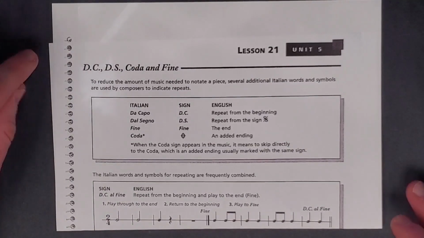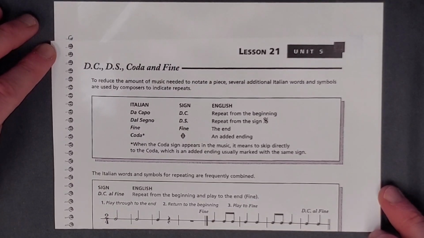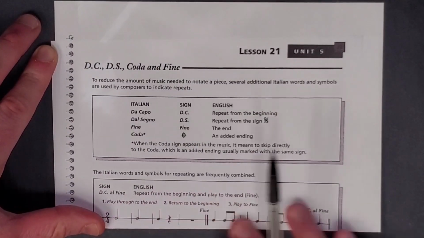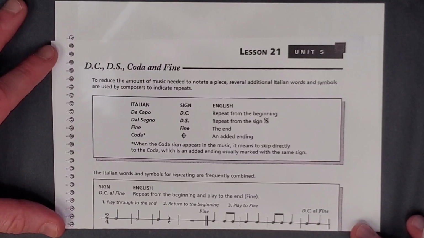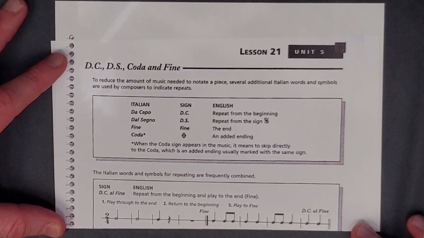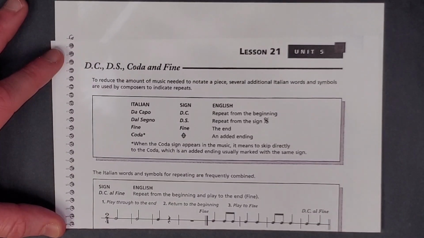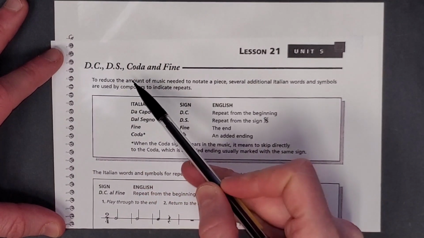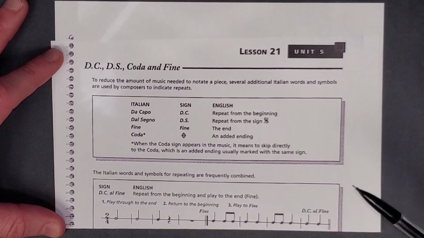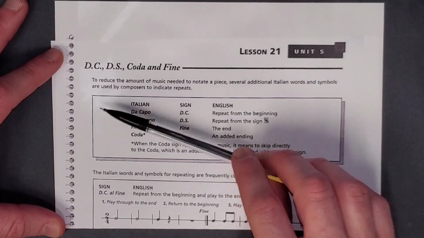Today, we're talking about some more roadmap type things in music. Roadmap, just what it sounds like. A roadmap helps you get from where you are to your destination, which in music is usually the end of the song. So we've got to learn some things. DC, DS, coda, and fine are some of the terminology we'll be dealing with.